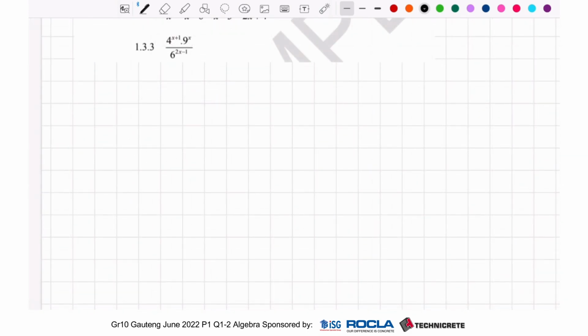Then for the last bit, 1.3.3, I've got a fraction again, but now I've got exponents with x's in the exponents. So I'm given this expression.